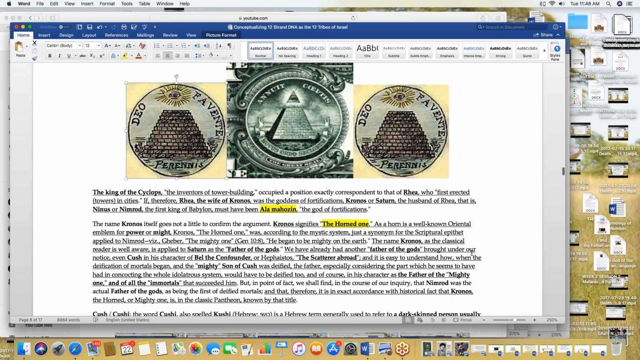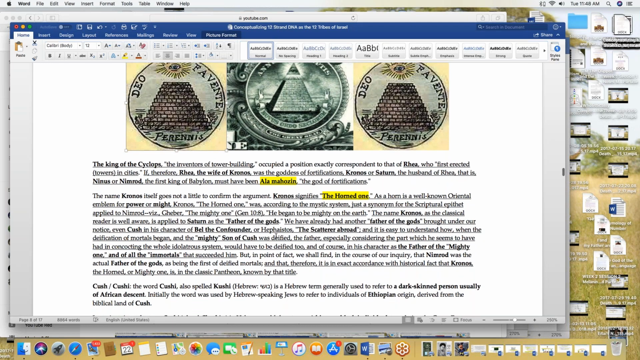As a horn is a well-known Oriental emblem of power, Cronus, the horned one or the crowned one, the one with the corona around his head, was, according to the mystic system, just a synonym for the scriptural epithet applied to Nimrod, Geber. Here we go. The mighty one. Do I have any Geberim on the call?